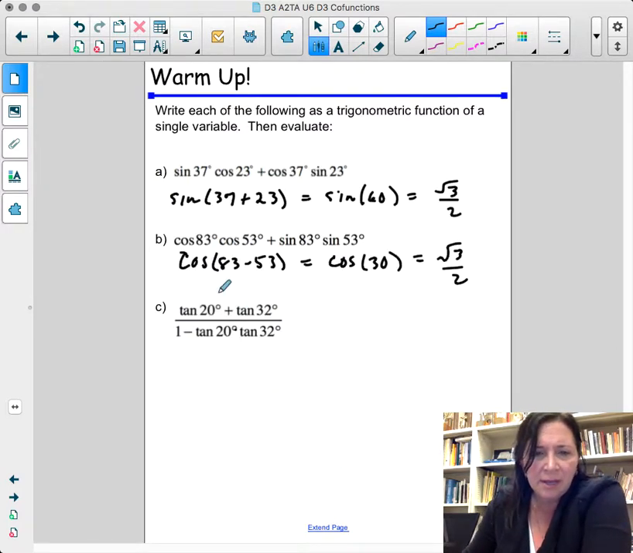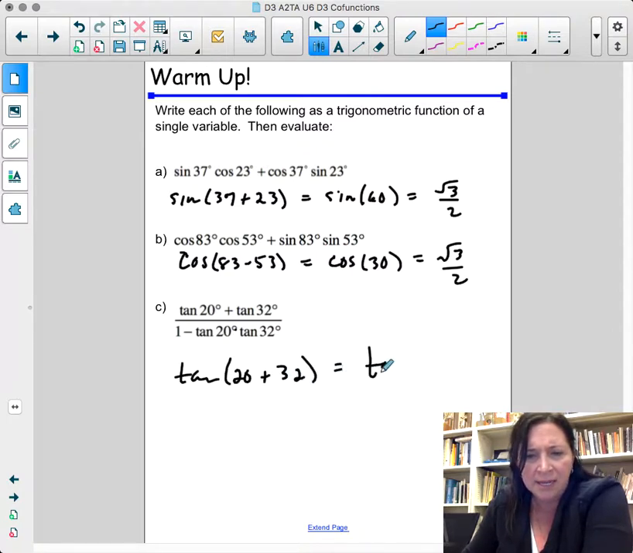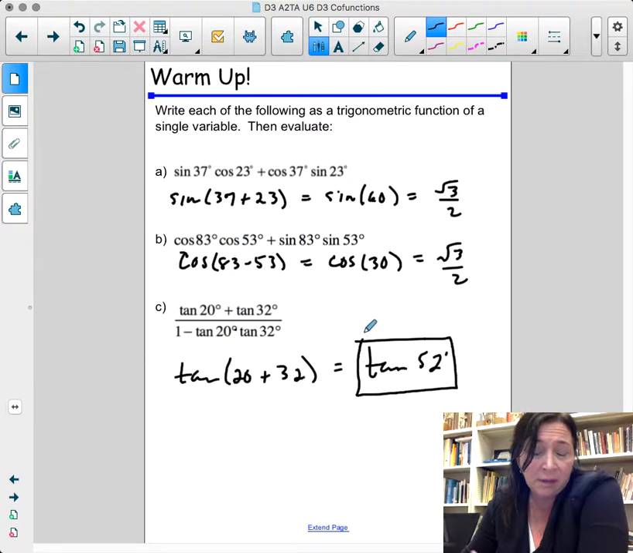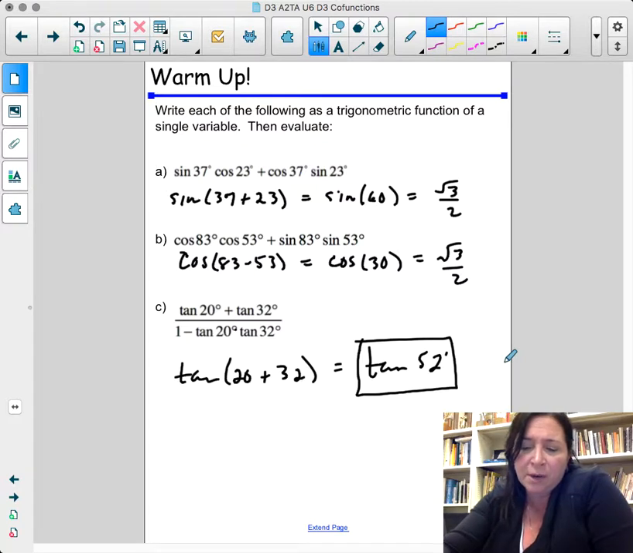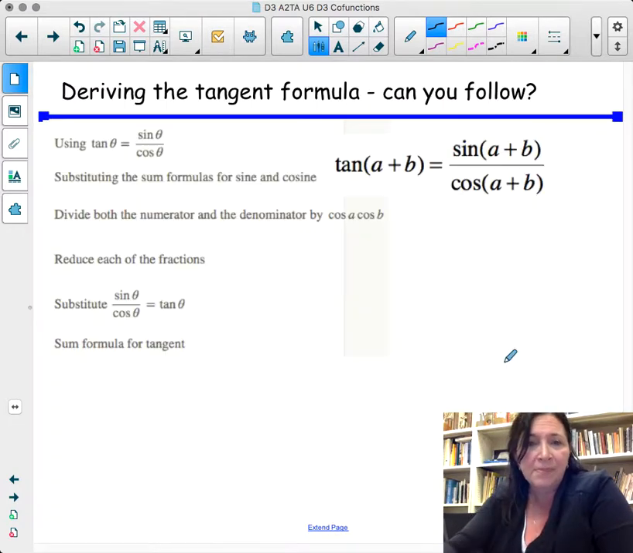This one is going to break down into tangent because it's plus here. It'll be 20 plus 32. That's going to equal tangent of 52 degrees, and that's not a special right triangle or special right angle. So we're not going to be using that special angle in our right triangle trigonometry section. It does not give us an exact value. So we're done with that.